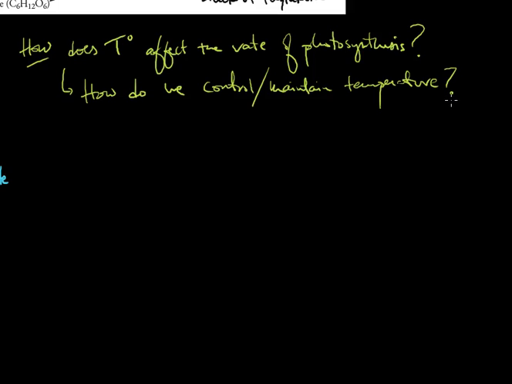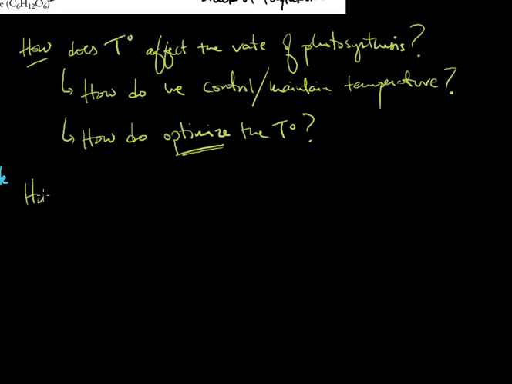How do we hold a certain temperature without adding a whole lot of cost to it? And really, how do we optimize it? And this may depend on the species that you pick. How do we optimize the temperature? So you need to know what the optimal temperature is for your plants. Another question that comes up is how does light intensity affect the rate of photosynthesis?